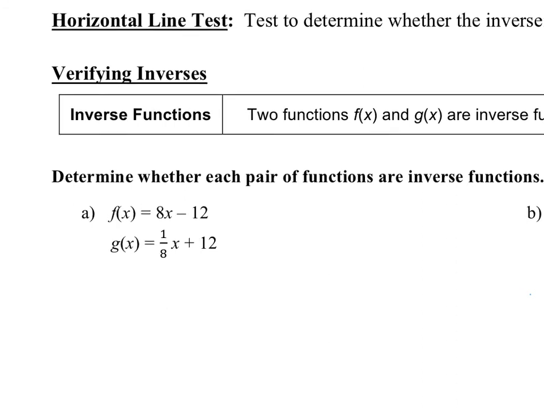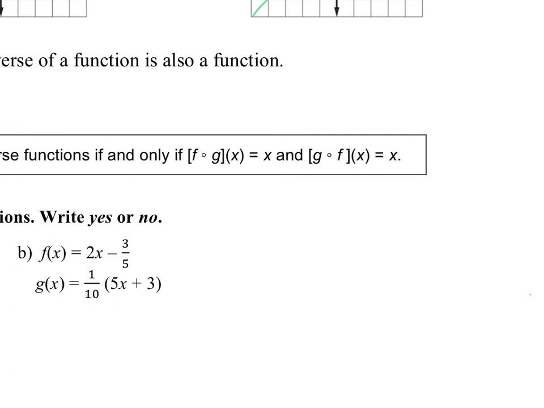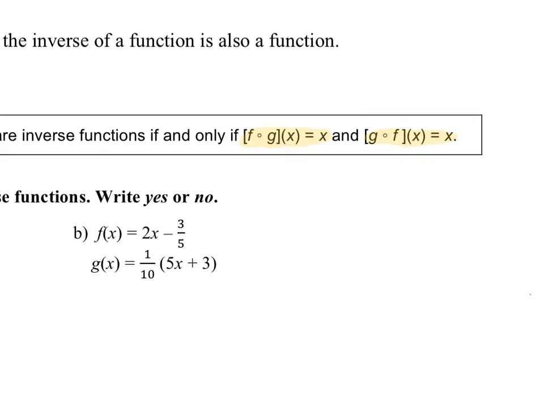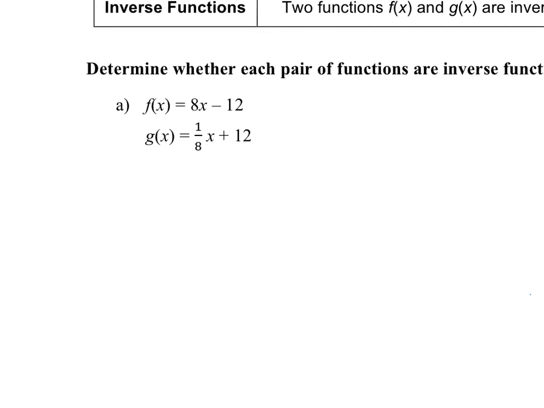All right, and then on the next example, we are determining if these are inverses of each other. One way to do that is if you find the composition, and you could find either composition. So if you find the composition F compose G, if that equals X, they are inverses of each other. Or if you think it's easier, find G compose F, and if that equals X, they are inverses of each other.